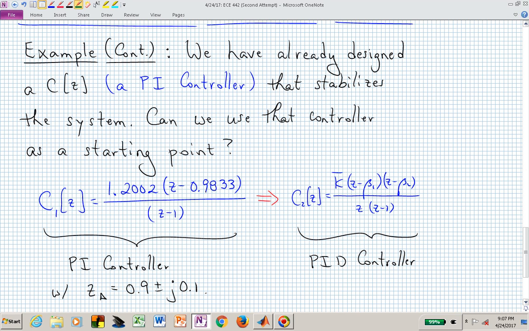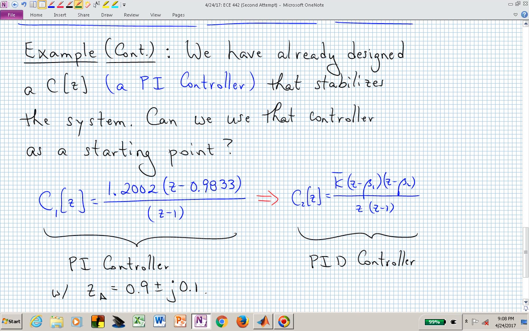The PI controller that we designed obviously has a pole at z equal to 1, but we found the 0 location using the phase angle condition, and that 0 location ended up being at 0.9833, quite close to the pole at z equal to 1. That gave us what we were at the time saying: let's see if we can design a controller that would put closed loop poles at 0.9 plus and minus j 0.1. And in fact, C sub 1 of z will do that.